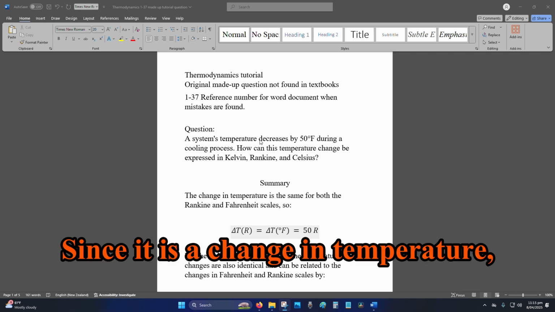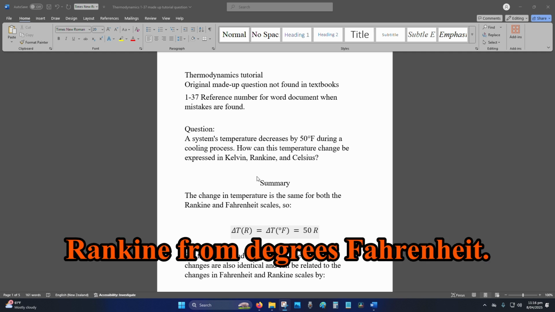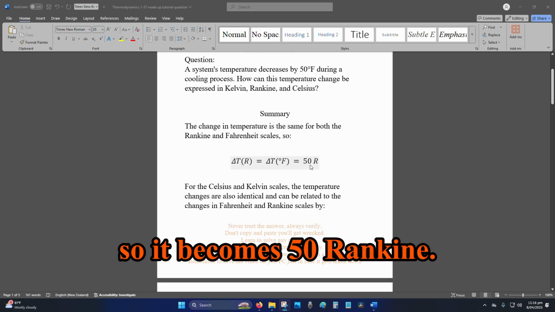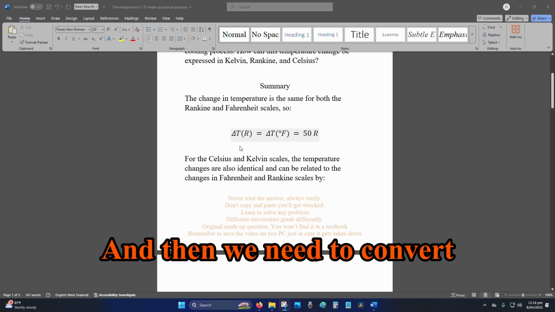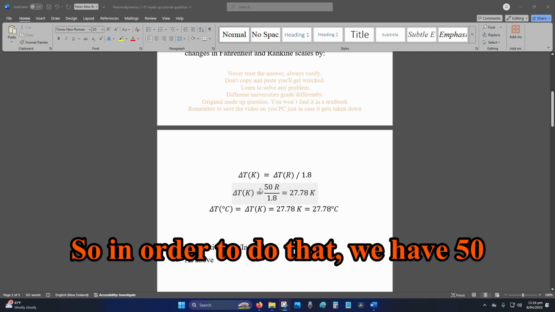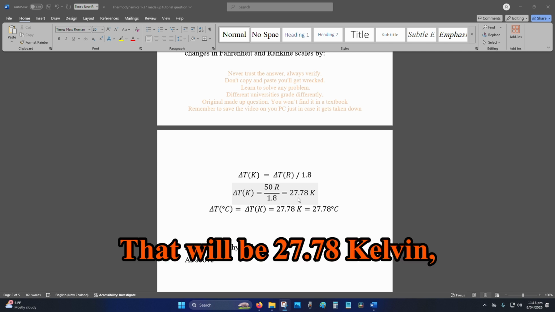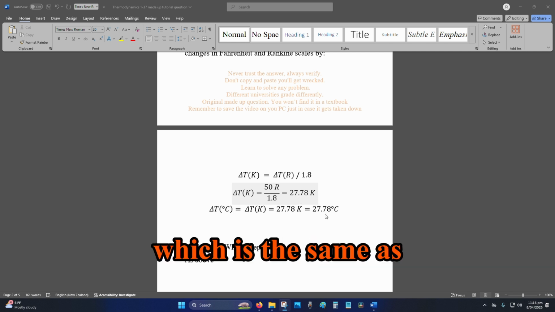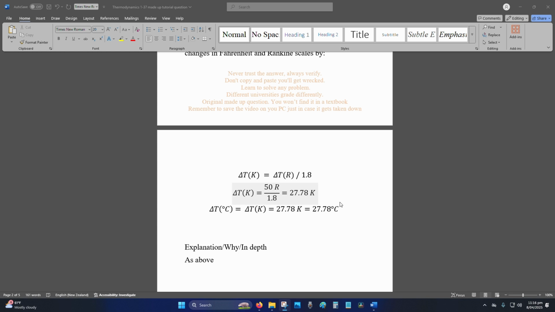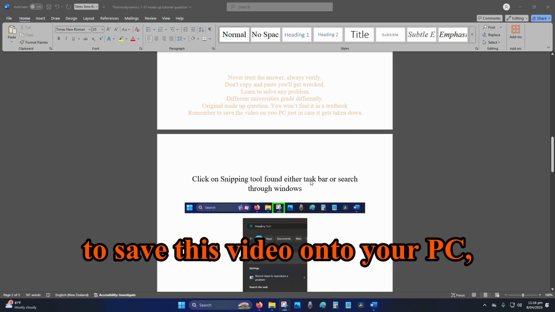Since it is a change in temperature, it will remain the same for Rankine from degrees Fahrenheit, as you can see right here. So it becomes 50 Rankine, and then we need to convert this into Celsius and Kelvin. So in order to do that, we have 50 Rankine divided by 1.8. That will be 27.78 Kelvin, which is the same as 27.78 degrees Celsius.